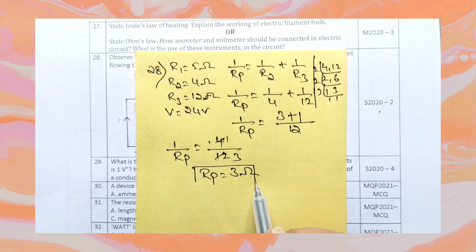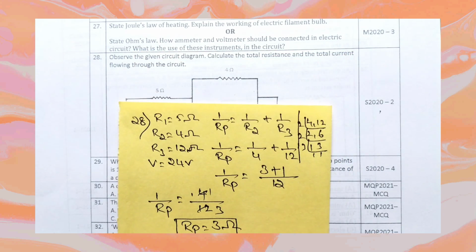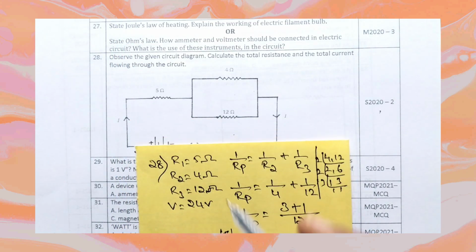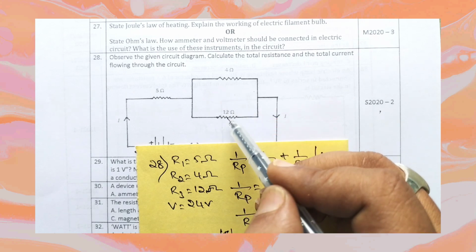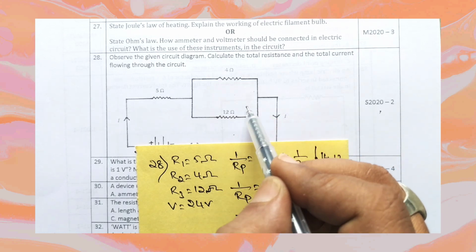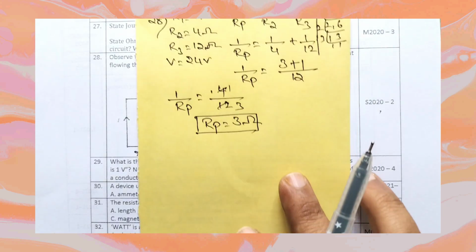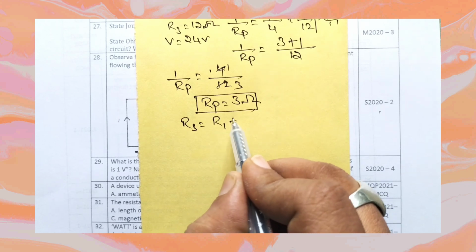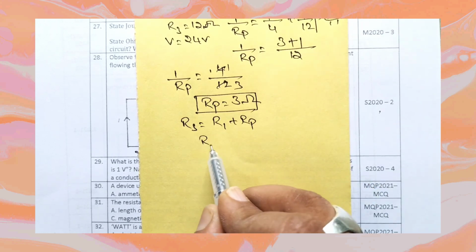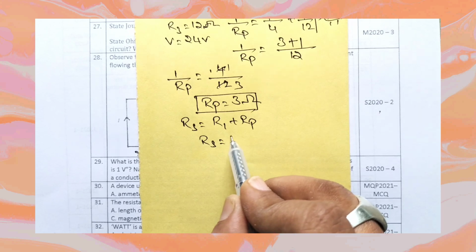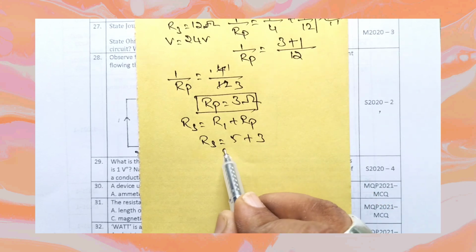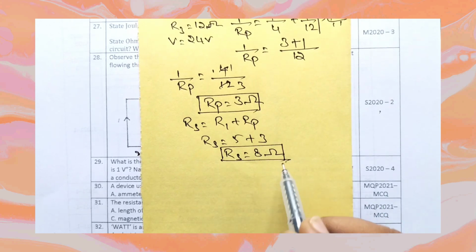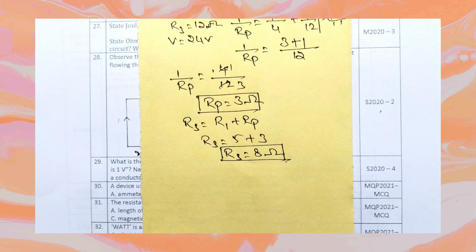So when 4 ohm and 12 ohm resistors are connected in parallel, the total resistance will be 3 ohm, and these 3 ohm is connected in series with the 5 ohm. So Rs is equal to R1 plus Rp. So total resistance is equal to R1, that is 5, plus Rp, that is 3. So total resistance is equal to 5 plus 3, which is equal to 8 ohm. So the total resistance is 8 ohm.